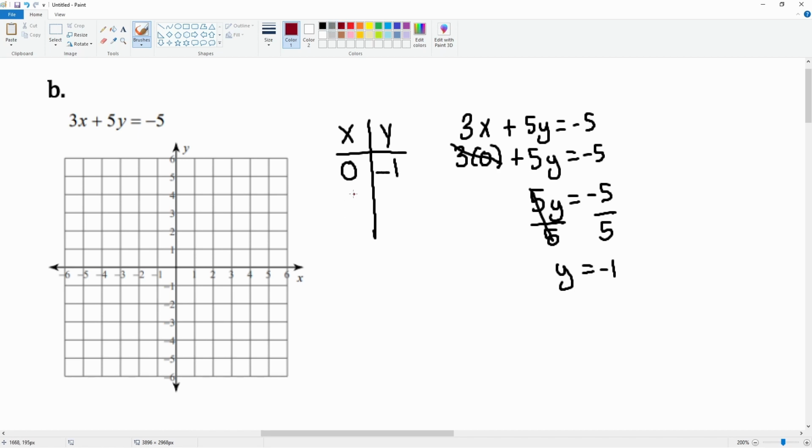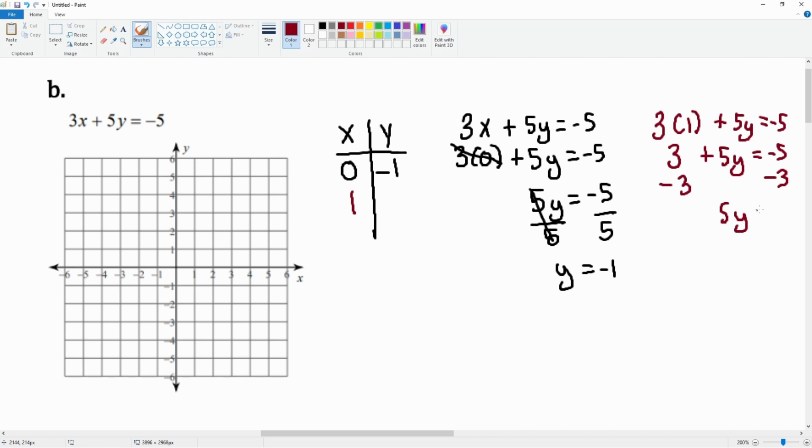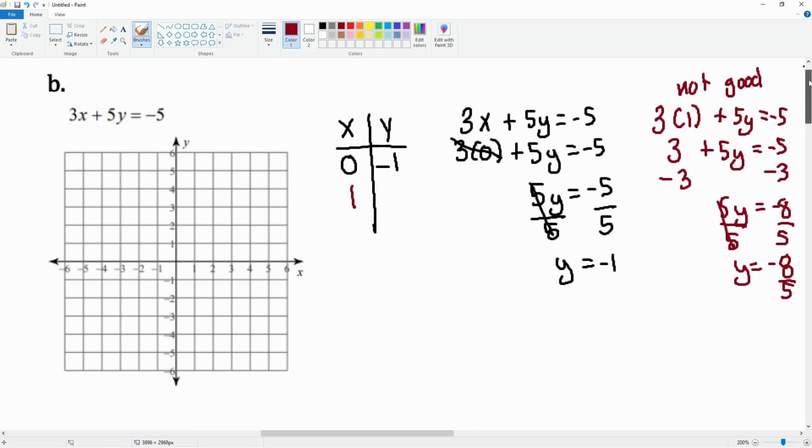Next, we can pick, say, the number 1. It could be any number. 3 parentheses 1 plus 5y is equal to -5. 3 times 1 is 3, plus 5y is equal to -5. Minus 3, you get 5y is equal to -8. Divided by 5, this cancels. y is equal to -8 over 5. This is not good, because again, it's a decimal. So you would have to try a different set of numbers.